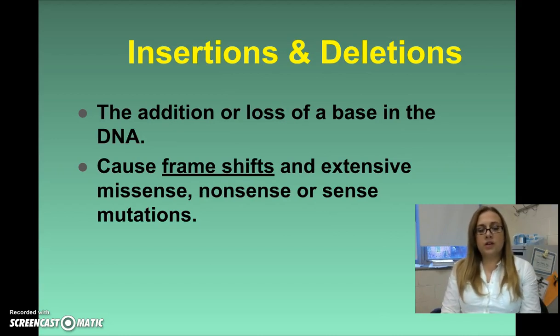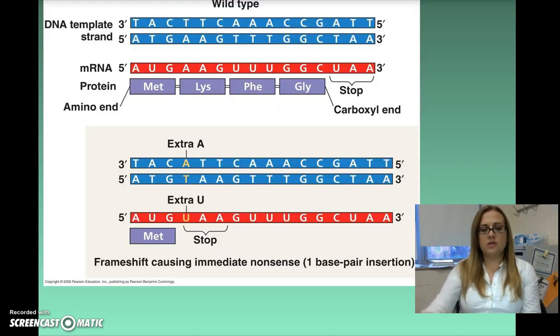Alright, now we're going to move on to talking about insertions and deletions, and this is going to be the addition or loss of a base in the DNA. What's really important to remember about insertions and deletions is that it's causing a frame shift. That's like when you're looking at these bases, you're looking at them 3 at a time. Well, if you add one in or take one out, you've now changed that reading frame. So every group of 3 after that change is going to be affected. So frame shifts can cause extensive missense, nonsense, or sense mutations.